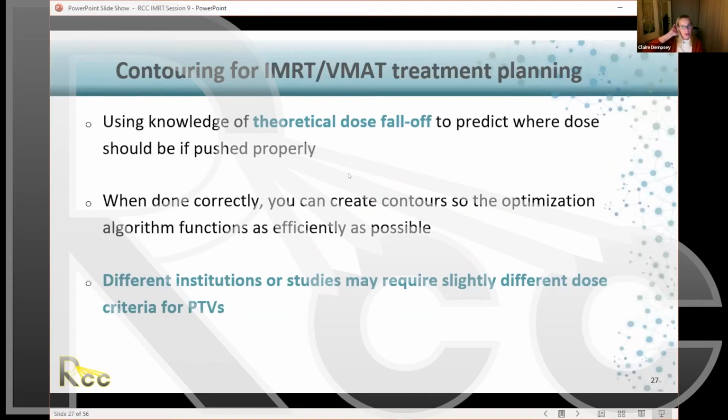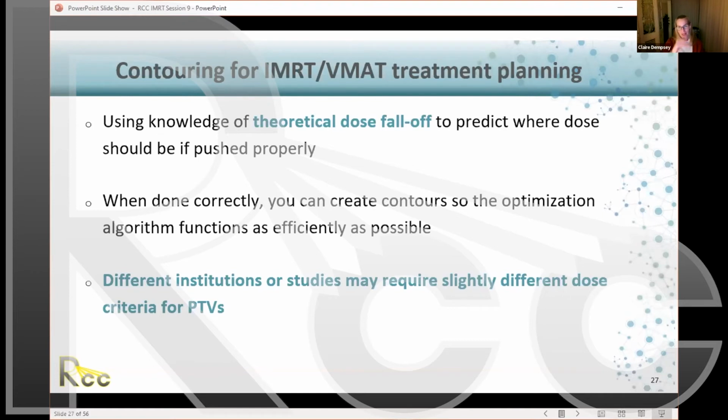So when we're doing our contouring, what we want to do is use knowledge of the theoretical dose fall off around our PTV to predict where we can most appropriately push dose harder and where we can make the best use of our optimization structures. If that's done right, you can create contours in your plan so that the optimization algorithm works as efficiently as possible and gets you the best possible plan.